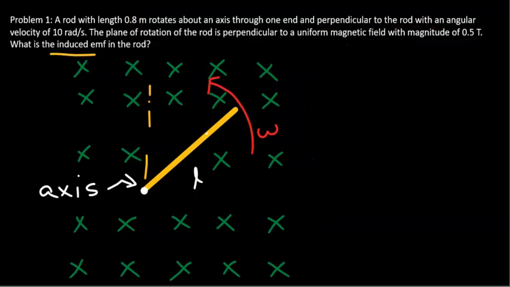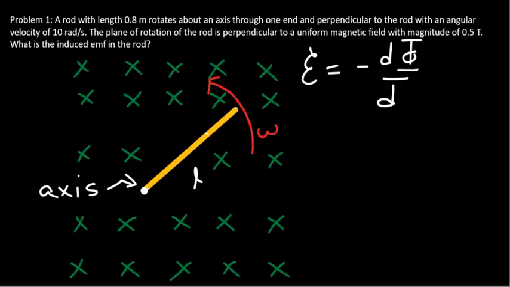What is the induced EMF in the rod? What is the magnitude of it? We know the EMF can be calculated from this expression. It is pretty much the rate of change of magnetic flux through an area. Let's first calculate the magnitude of this EMF. So we're just interested in that quantity.